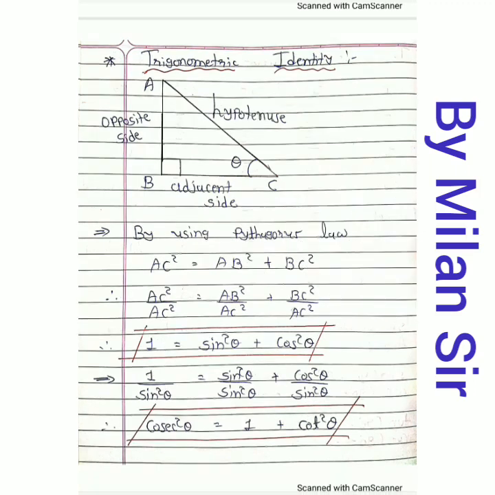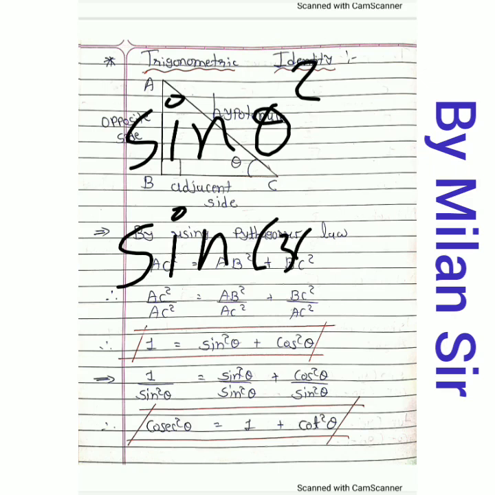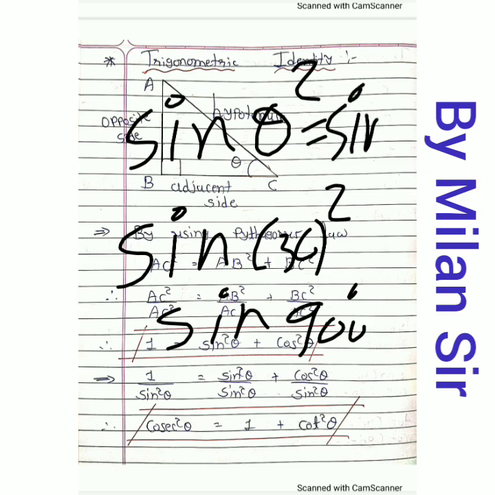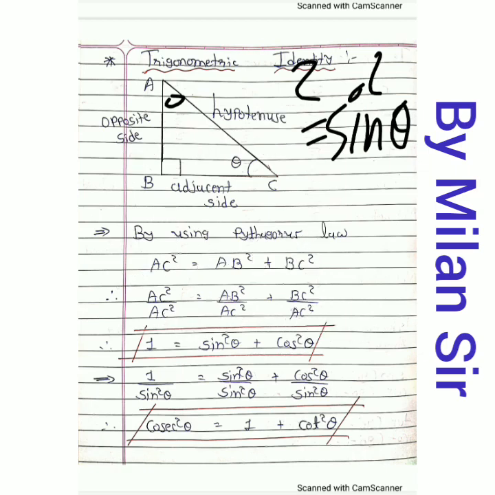Now what is the meaning of sine theta square? If you take theta equal to 30, then here 30 square, that means 900. It will be the square of only our angle. It is not sine square theta, it is sine theta square. So sine theta square and sine square theta, these both are different. If we want to find the square of sine theta, we need to write it as sine square theta.